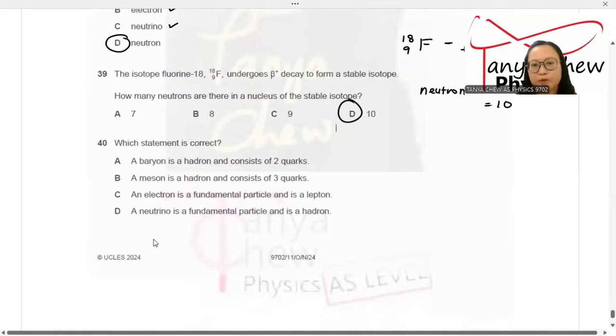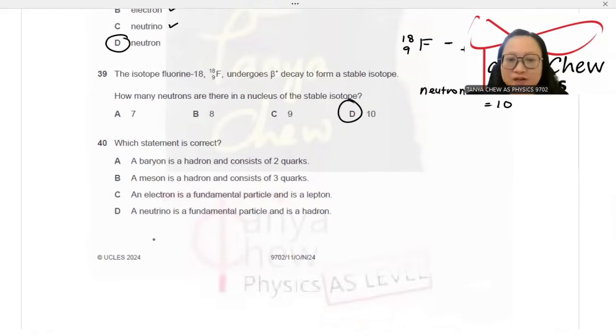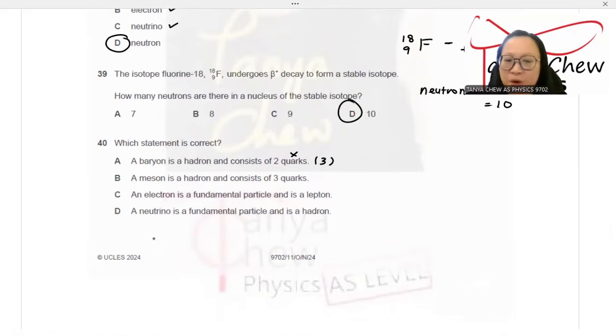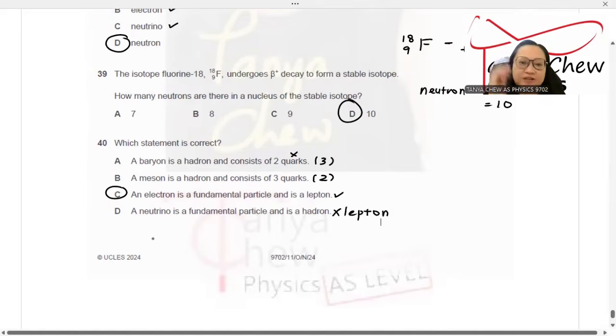And the last question, which statement is correct? A, a baryon is a hadron that consists of 2 quarks. No, it consists of 3 quarks. So this is wrong. B, a meson is a hadron that consists of 3 quarks. No, a meson consists of 2 quarks. C, an electron is a fundamental particle and it is a lepton, which is true. D, a neutrino is a fundamental particle and it is a hadron. A fundamental particle is called a lepton, not a hadron. Right? Lepton is the answer. So C is the answer.